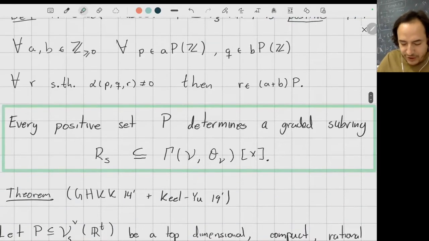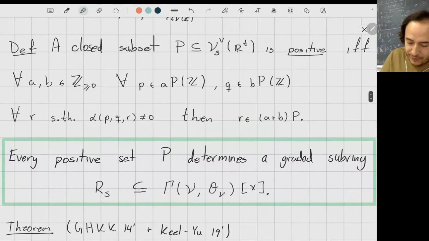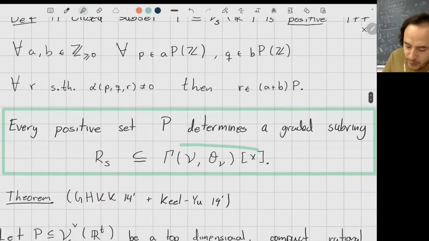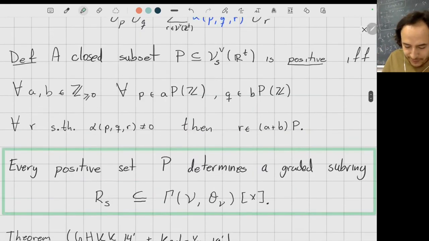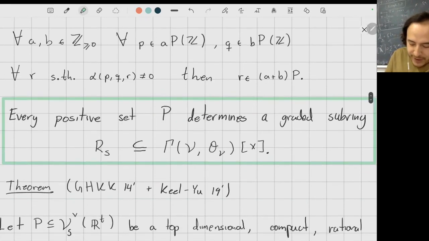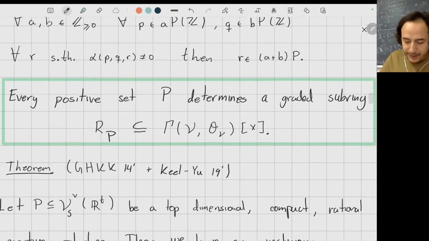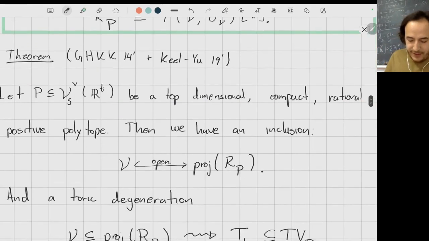The main point of this definition is that P determines a graded subring of the ring of regular functions on V. There is a grading variable, and the elements on P are going to correspond to the degree one elements here, and in the second dilation they are going to be the theta functions that lie in 2P, so on and so forth. So the point of this definition is that it allows me to construct graded subrings. So this is a ring associated to a polytope. It's a graded subring of this ring. This theorem is that of GHKK.